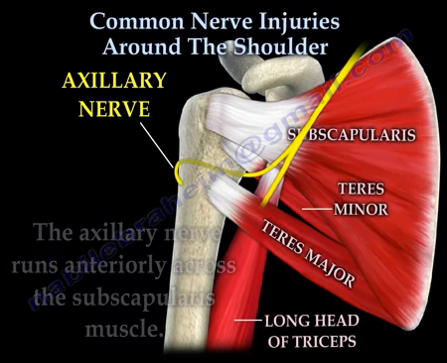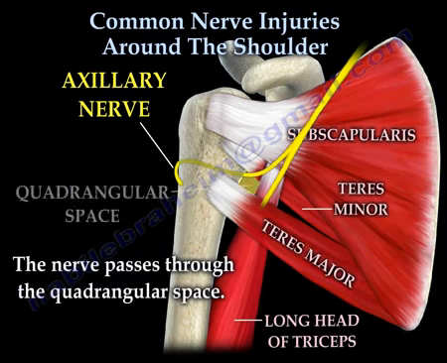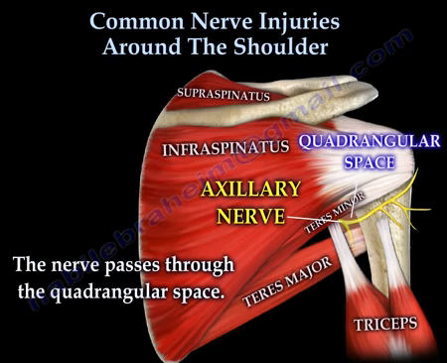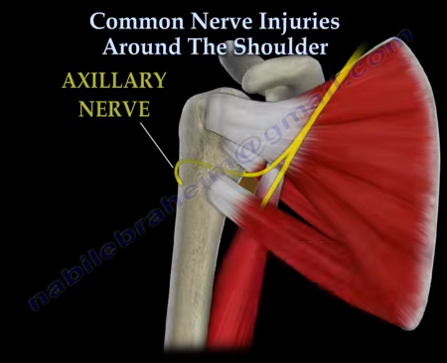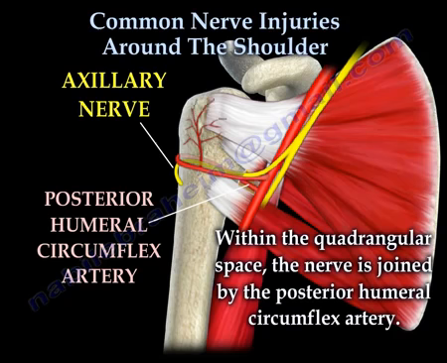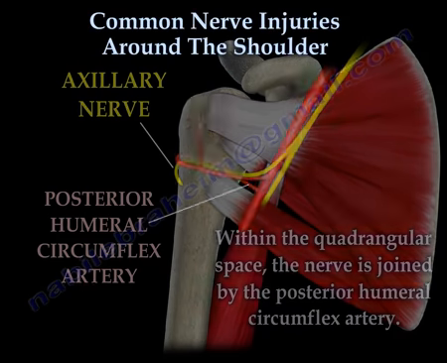The nerve passes through the quadrangular space. The quadrangular space boundaries are the teres minor proximally, the teres major distally, the humerus laterally, and the long head of the triceps medially. Within that space, the nerve is joined by the posterior humeral circumflex artery.